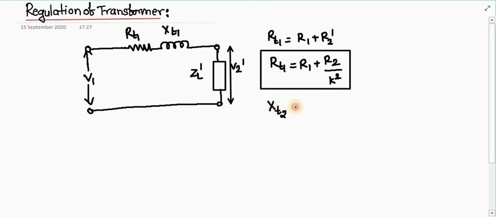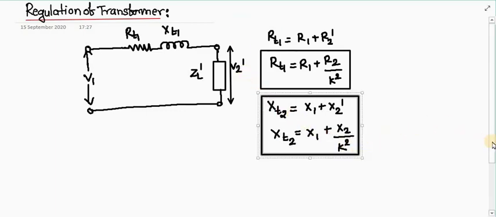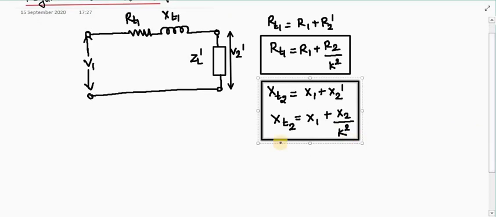Similarly, XT1 is equal to X1 plus X2 dash, where X2 dash is nothing but the reactance of the secondary referred to the primary side, and it is nothing but X2 divided by K square. What is K here? K is nothing but the transformation ratio. Then when my ZL, that is the load impedance, gets transferred to the primary side, it will become ZL dash, which is nothing but ZL by K square.